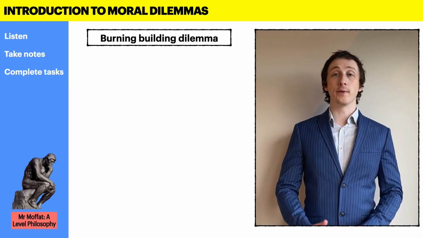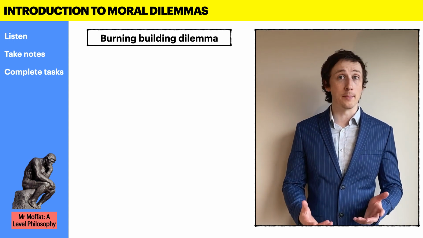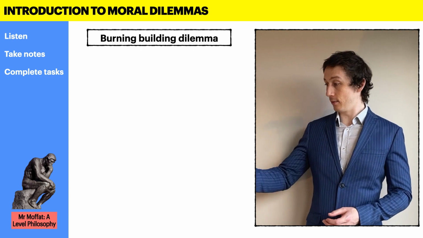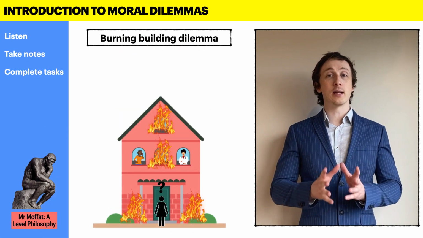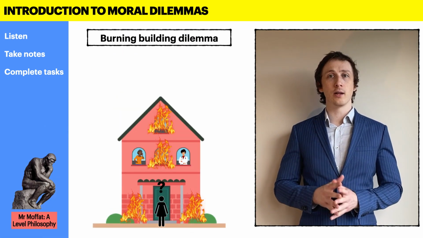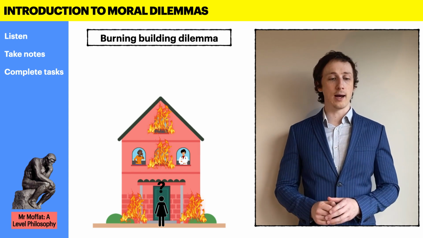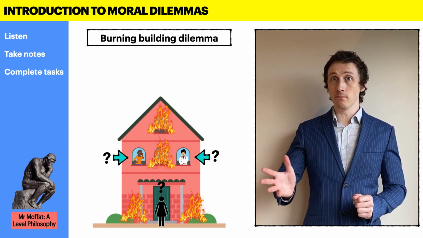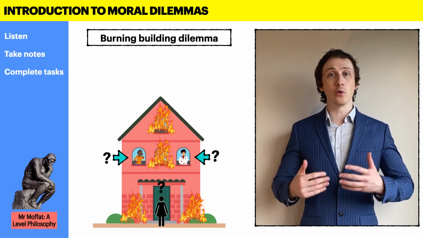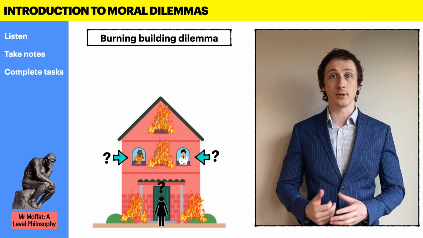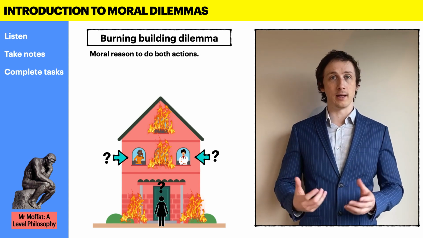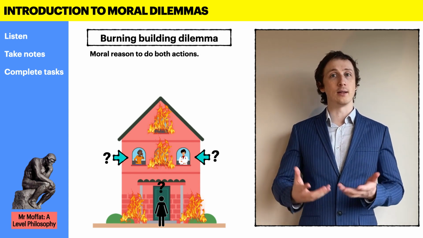Consider the example of the burning building dilemma again, the one that we saw in the intro. I'll just put it down there. Now, this is a dilemma for the very reason that the two choices we've got, so either to save the scientist who has the cure for cancer or to save our mum, well, we do have a moral reason to do either of those actions. And that's what creates the difficulty in making that decision. That's why it's a dilemma.